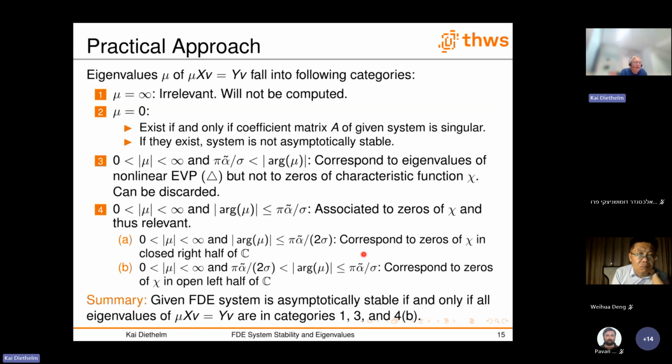if our eigenvalue computation algorithm returns only values in categories 1, 3, and 4b. Otherwise, if we have an eigenvalue in category 2, an eigenvalue which is 0, no asymptotic stability. And if we have an eigenvalue in 4a, no asymptotic stability.